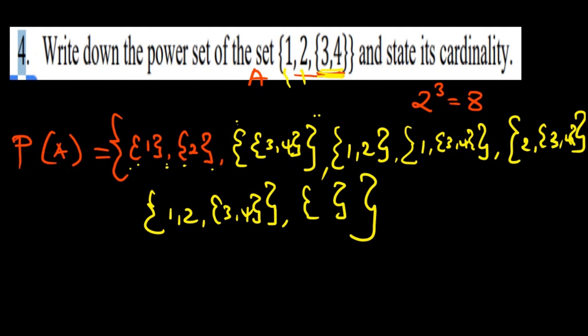Okay, so let's count this set to see if there are 8. So 1, 2, 3, 4, 5, 6, 7, 8. Okay, so we are done. So that's the power set of this set where we named it as A, and then the cardinality will just be 2 to the power 3, which will just be what? 8 subsets.